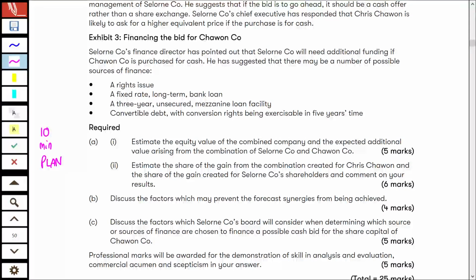But ideally, as well as that, you'll start to see how the requirements link in to the structure of the question. So you will see that Part C is linking in to Exhibit 3, and that will prevent you from going into a discussion of factors to finance a possible cash bid and talking about things that aren't relevant. What's being referred to in Part C is the stuff in Exhibit 3.